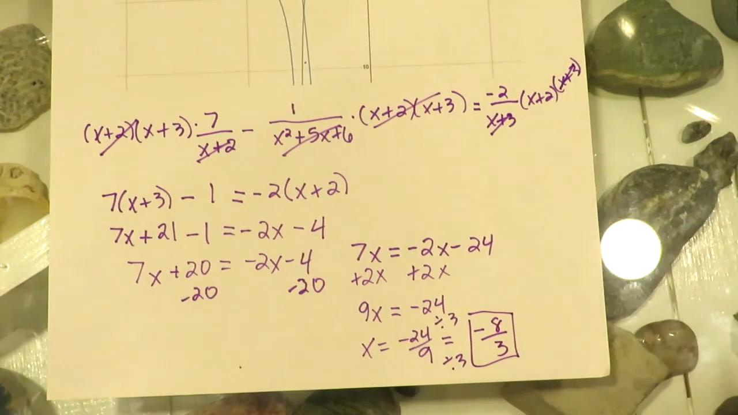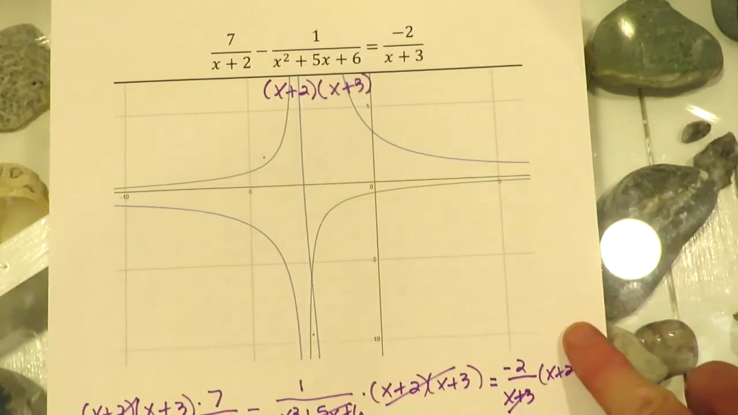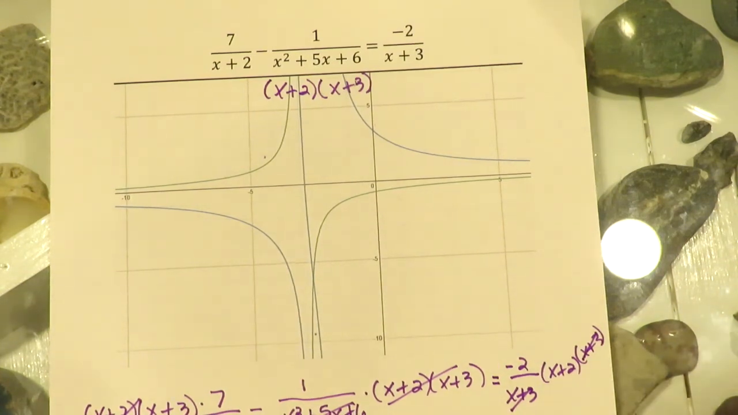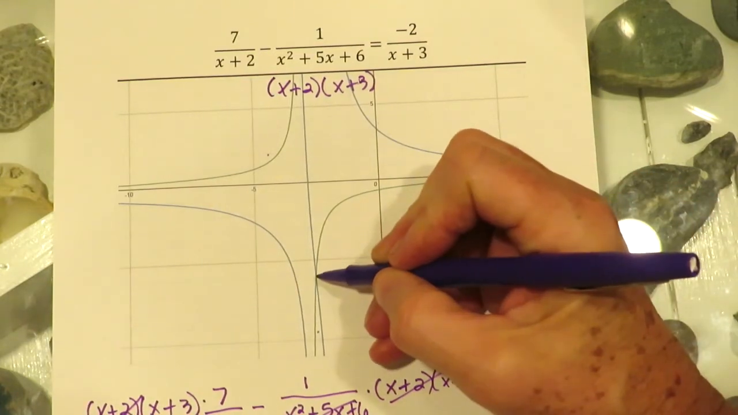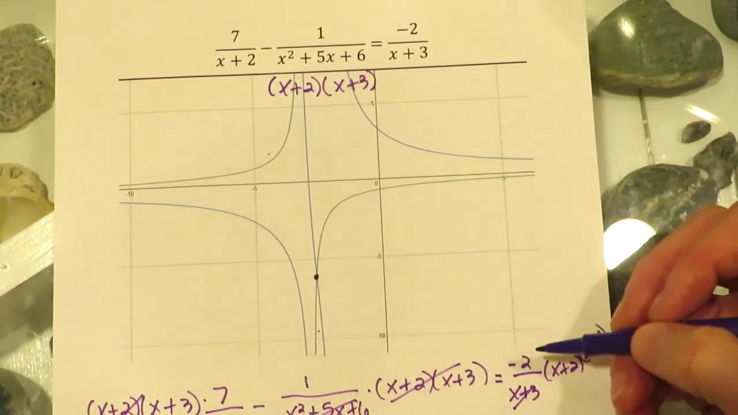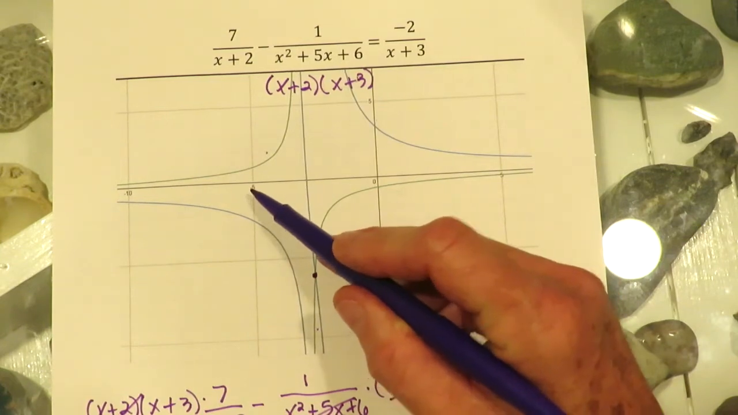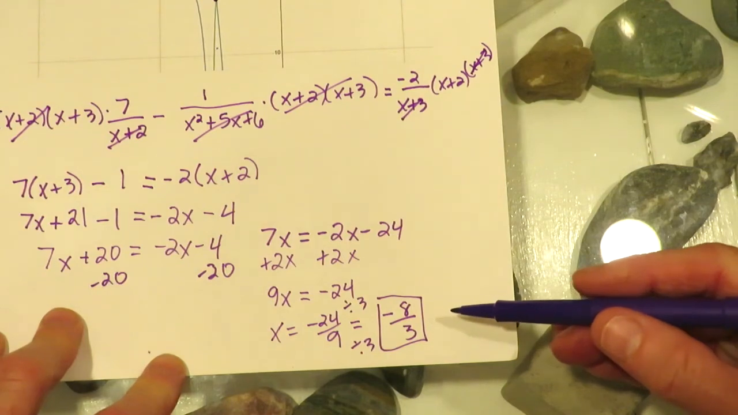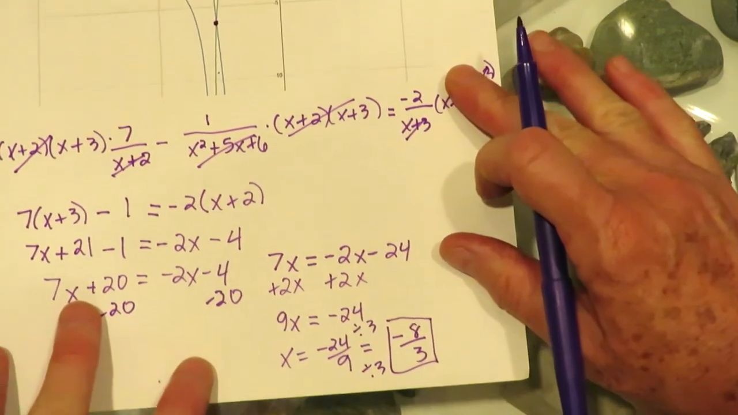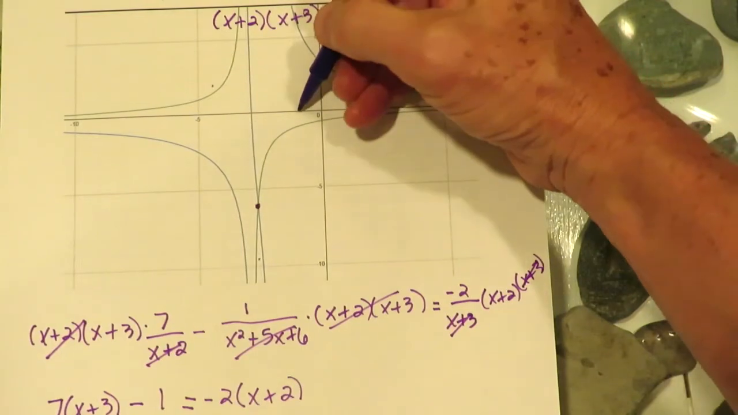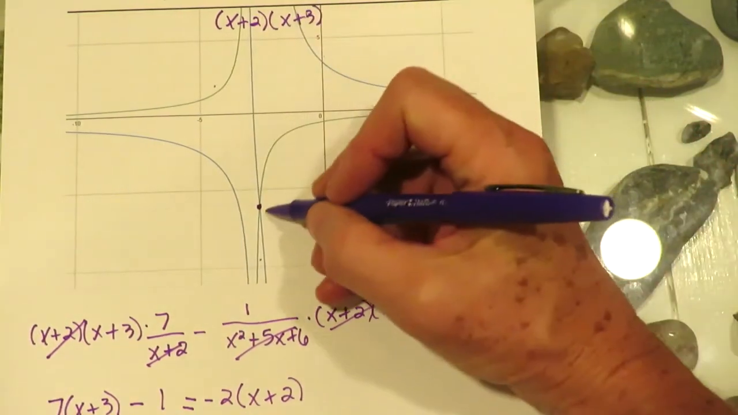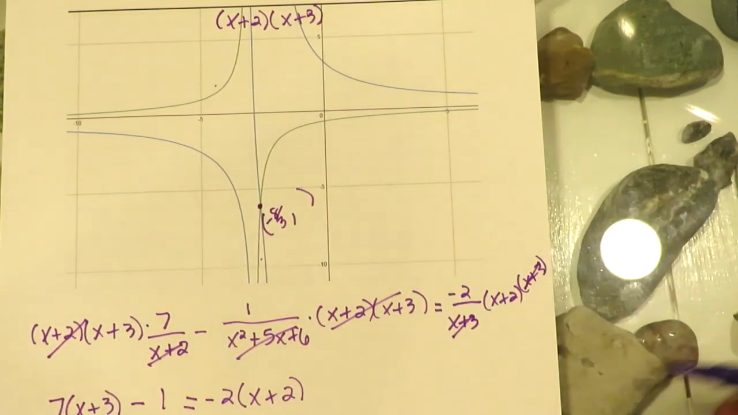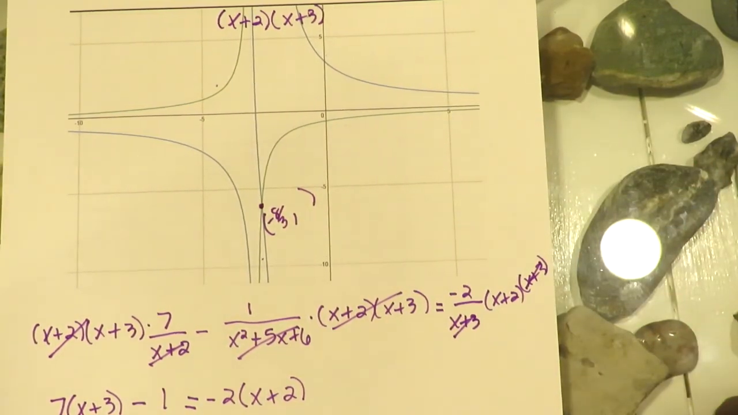And let us look at our graph. If we go to our graph, I can see that the blue graph is one and the green graph is the other, and they're crossing over each other at this point right here. And this is negative 5. 8 divided by 3 is 2 and 2/3, so negative 2 and 2/3. And this is negative 1, this is negative 2, so that does look like it's at negative 2 and 2/3.